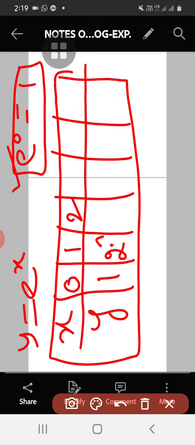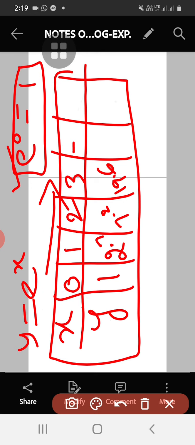Then if I give x is equal to 2, that is e square, which is 2.7 into 2.7, that will be 7.2. See here, as x increases to the right side of 0, the curve will rapidly increase. If x is equal to 3, then y is equal to e cube. If I multiply the value 3 times, I will get 19.6. If I go on increasing the values of x, the value of y also increases.